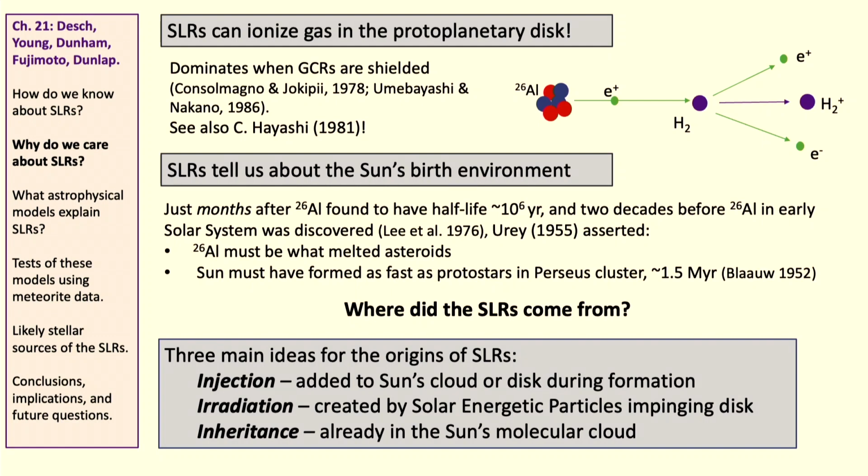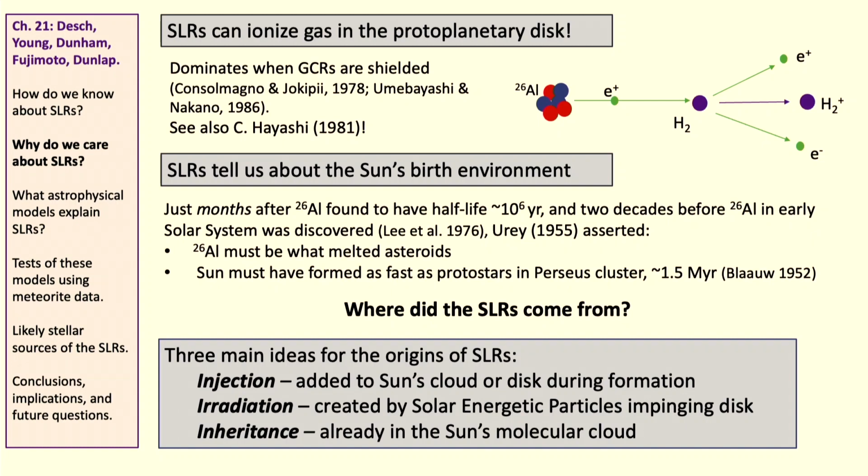And he pointed out in this paper that the sun must have formed quickly because this is a very short-lived radionuclide. And as fast as the protostars in the Perseus cluster, which Blau had just figured out took 1.5 million years to form. So it's a remarkable marriage of protostars and planets that happened in the 50s and anticipated the correct result by 2 decades. But it did shape our conceptions about how short-lived radionuclides got into the solar system. So let's talk about that.